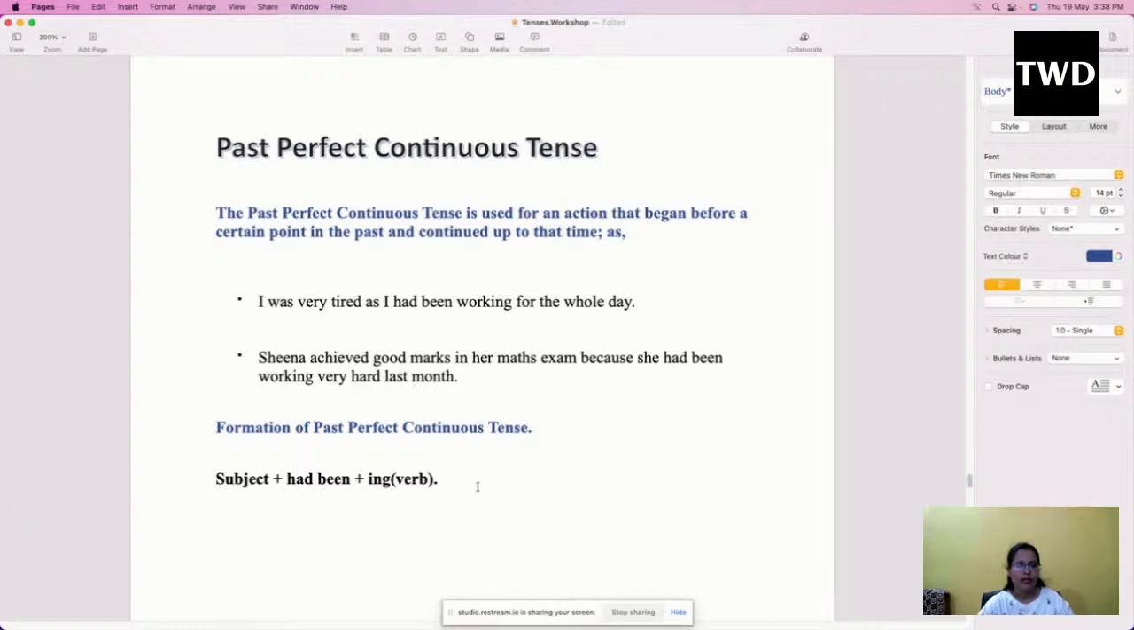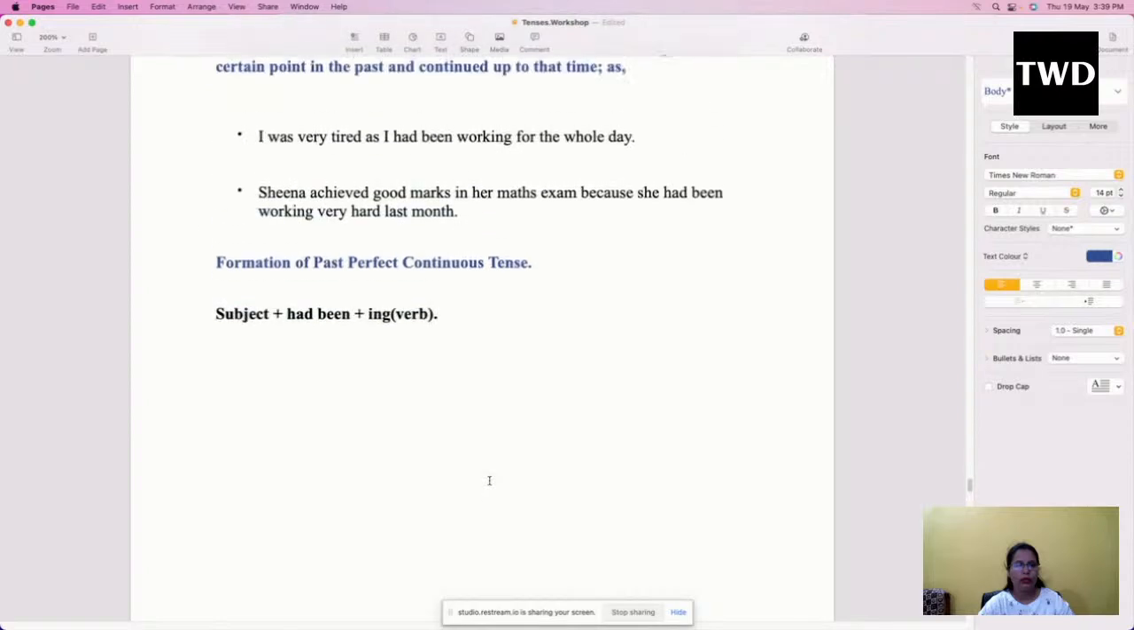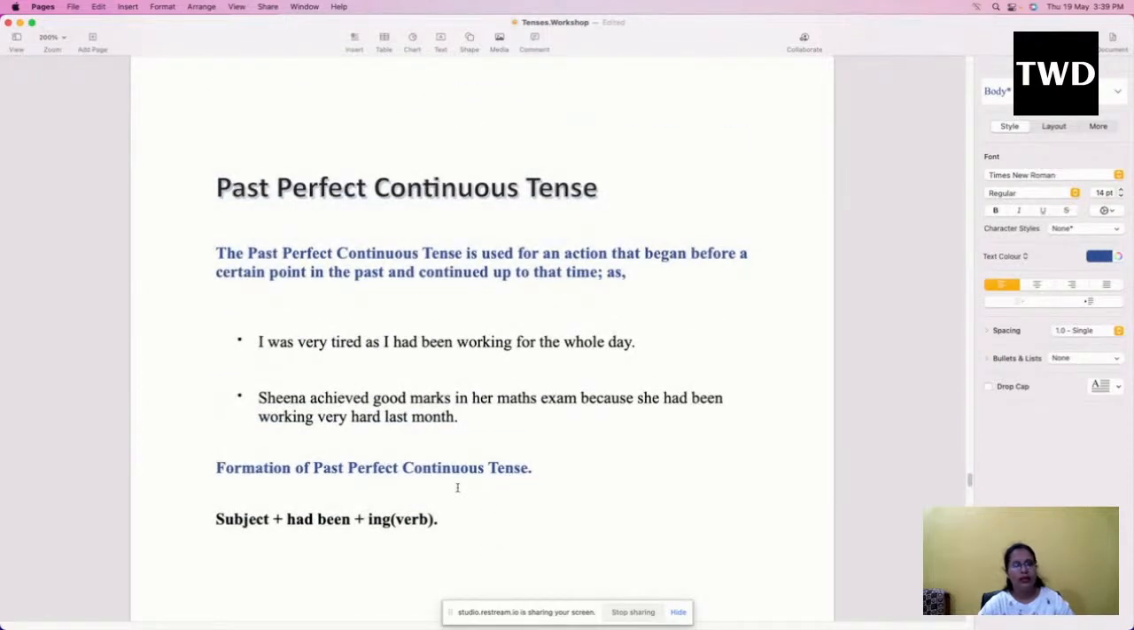So guys, today we have completed present tense and past tense, and tomorrow we are going to see future tense, and then we will discuss the interview questions.